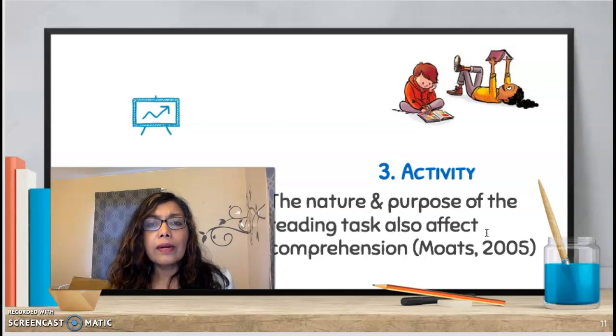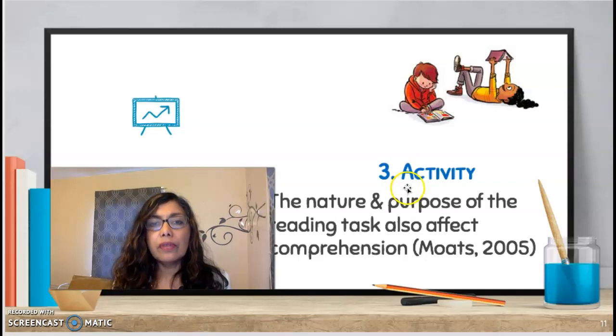I had a parent share that a student was pulled out for reading instruction, and that student did not want to be pulled out. So that was a reason why that student did not make progress, because the motivation is affected. So activity: different students are motivated to read for different reasons. That's what activity is all about.